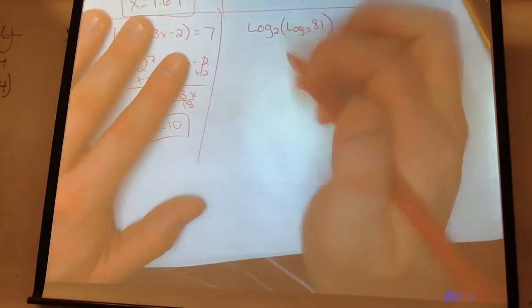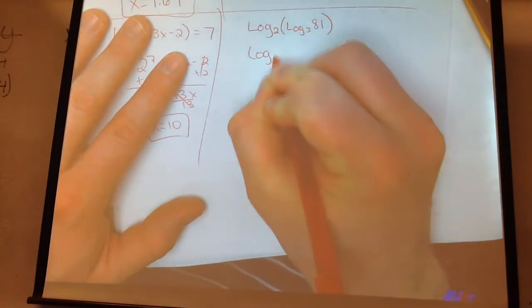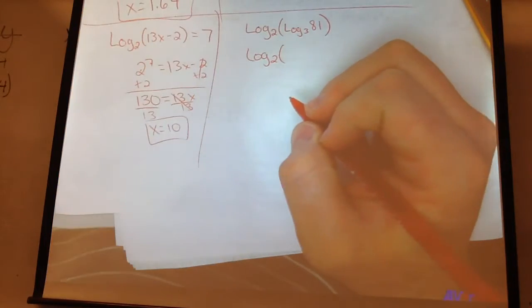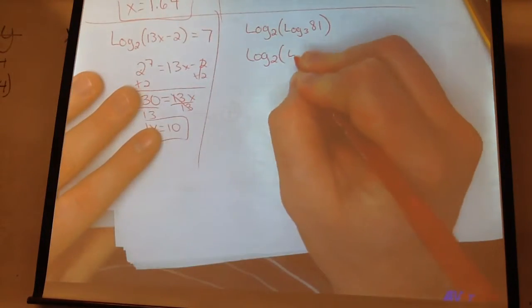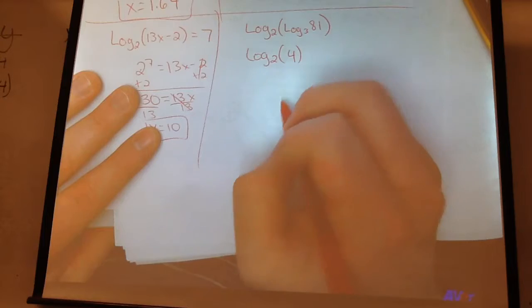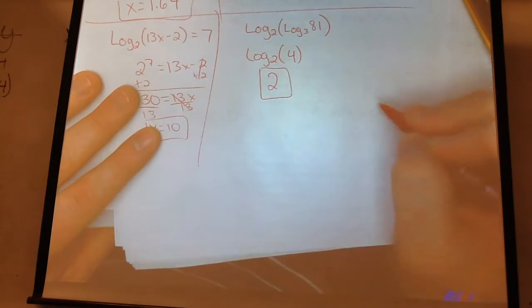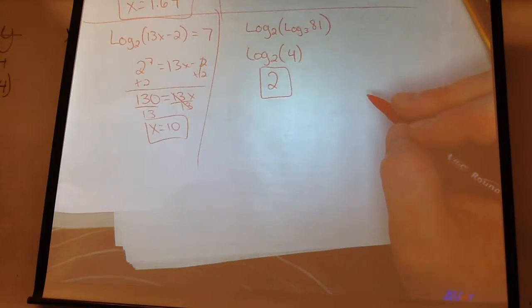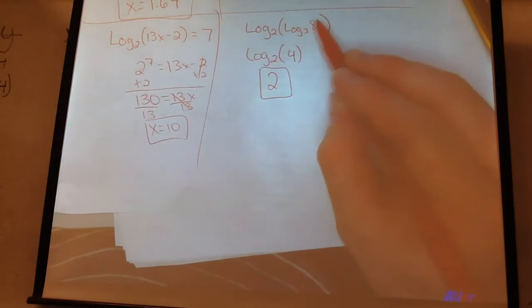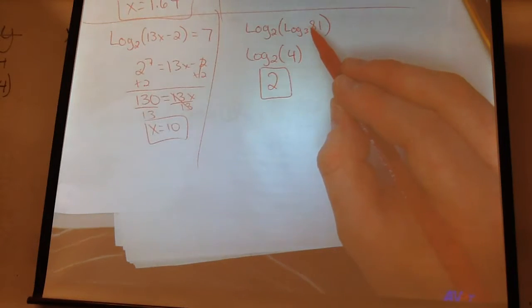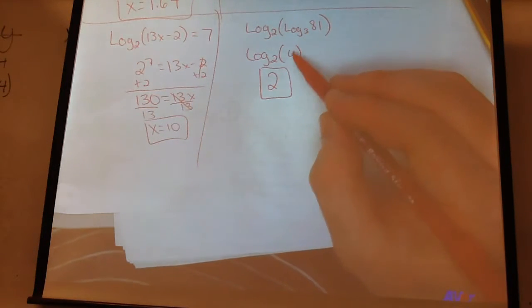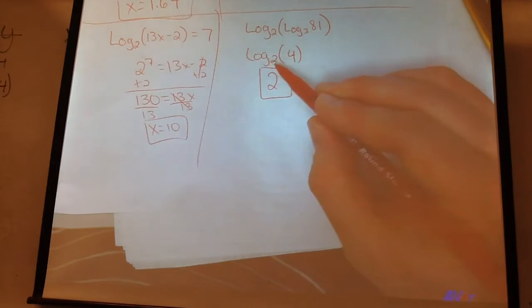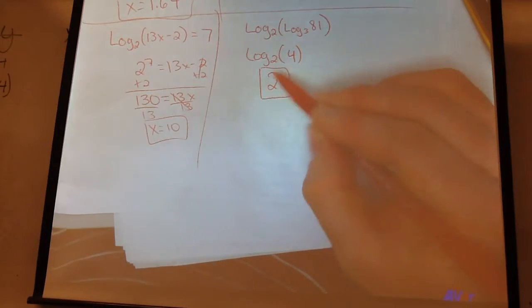So doing this, you would just go, oh, 3 to what power gives me 81? 4. Oh, which one, Tanner? Oh, so what's the answer here? 2. It's not 4? 3 times 3 is 9, times 3 is 27, times 3 is 81. The log base 3 of 81. Log of 81 divided by log of 3 is 4. Log of 4 divided by log of 2 will be 2.